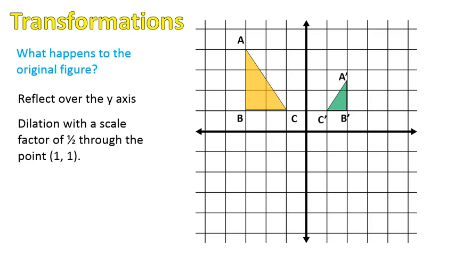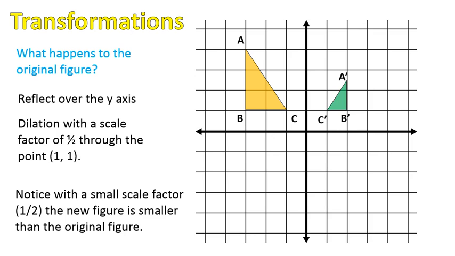So this is a reflection over the y-axis, and then a dilation with a scale factor of 1/2 through the point 1, 1. Notice that the small scale factor of 1/2 makes the newer figure smaller than the original figure. All right? It's still similar. It still has the same angle measurements, and the proportions of the sides are the same, but the size is different. So they are not congruent. They are similar figures. All right?